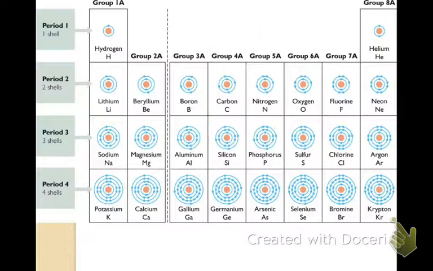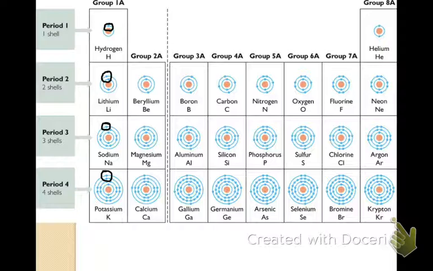If we look here, and we've seen this one before when we talked about atomic radius, we can see that the outermost energy level will have a certain number of electrons in each group. So these are just the main group elements, groups 1A, 2A, 3A, 4A, and so on. So if we take a look at group 1A, hydrogen has one valence electron, meaning one electron in its outer shell. Same thing with lithium, sodium, and potassium.